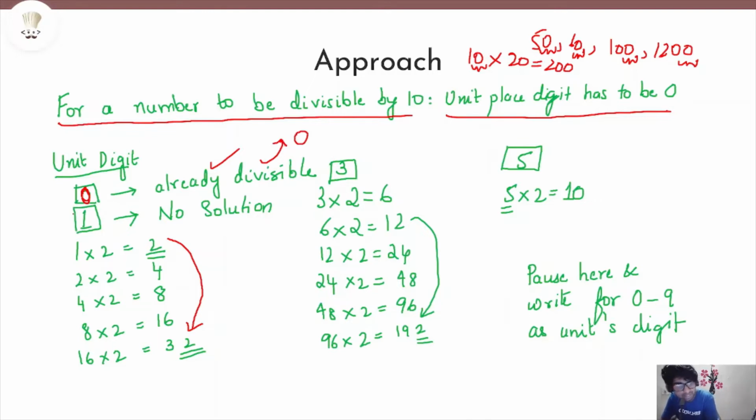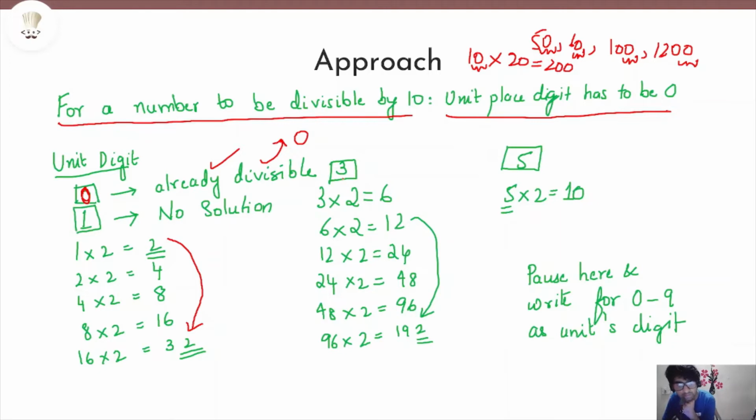In the second case, what we saw in the sample given, suppose the units digit was 1. We did 1 into 2 equal to 2. Then we have 2 into 2 equal to 4. 4 into 2 equal to 8. 8 into 2 is 16 and 16 into 2 is 32. We came back to the digit where we started with. If the units digit is 2, it is this cycle. So you see in none of these numbers, 2, 4, 8, 6, 2, none of these numbers are 0. Unless we get 0 in the units digit, we cannot obtain a number which is divisible by 10. Hence, if the units digit is 1, we don't have any solution.